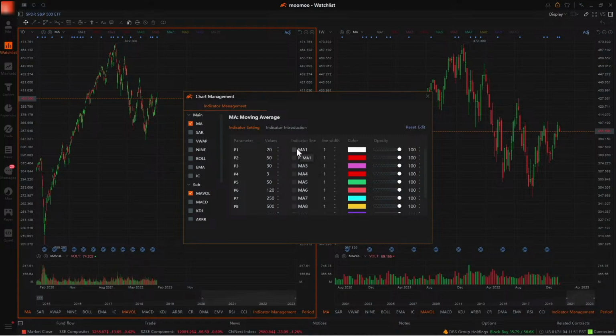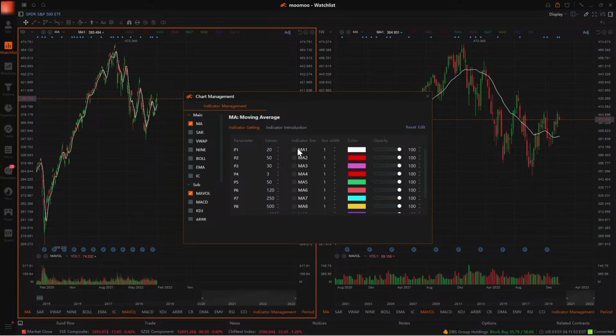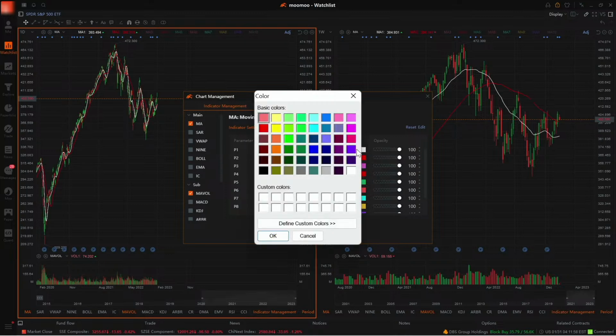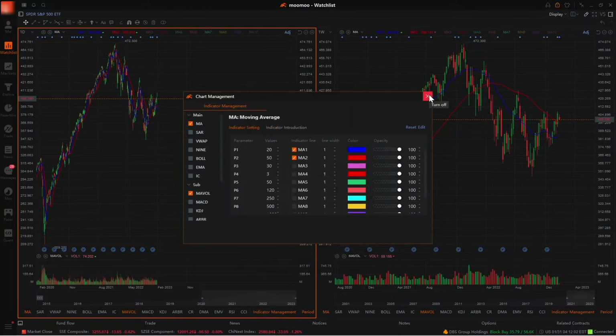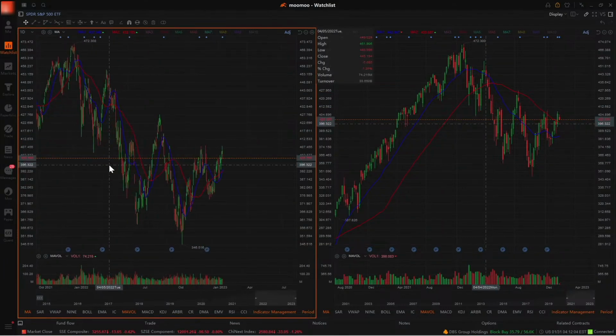One of the most commonly used, I would say, I go for 20 and 50, and on this right hand side you can change the color. Let's say you want your MA20 to be in blue color, then you can see that there are two lines on the chart.